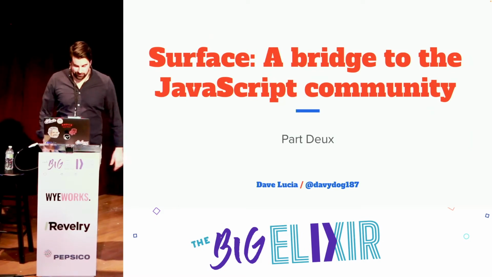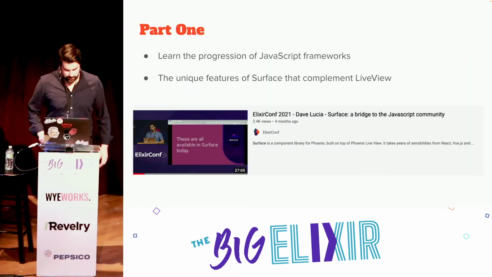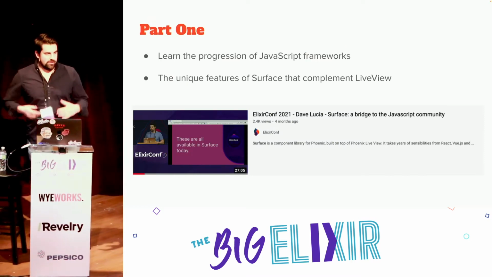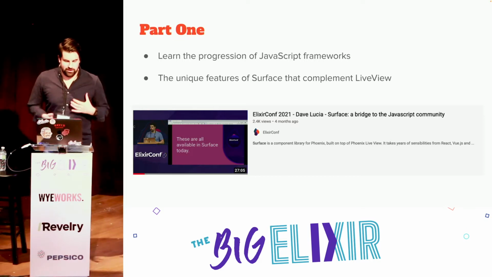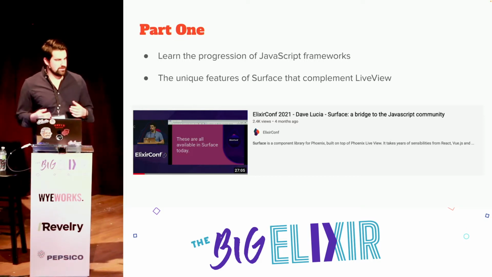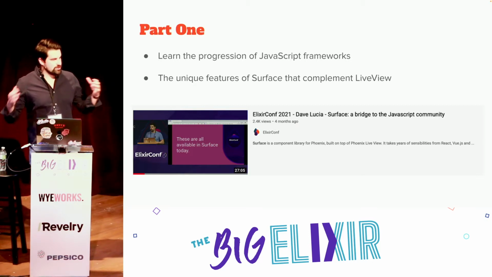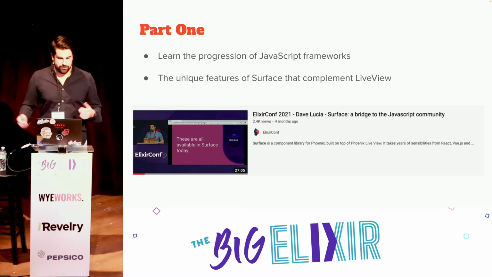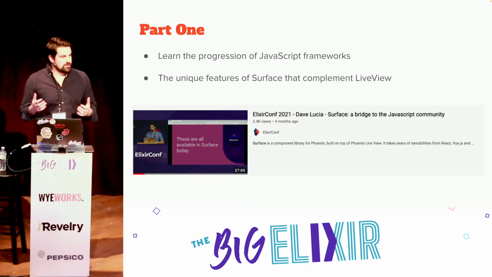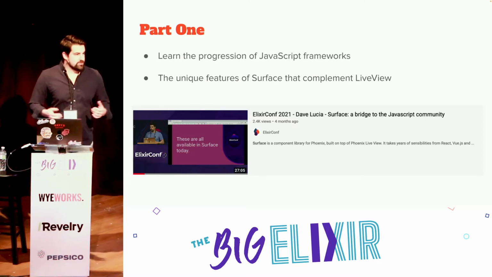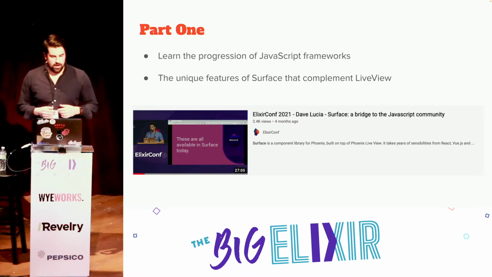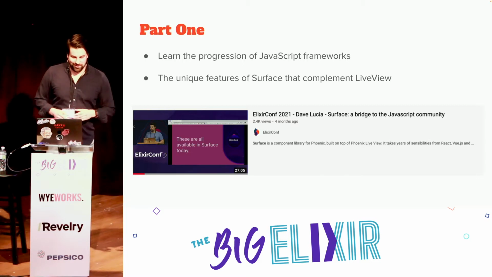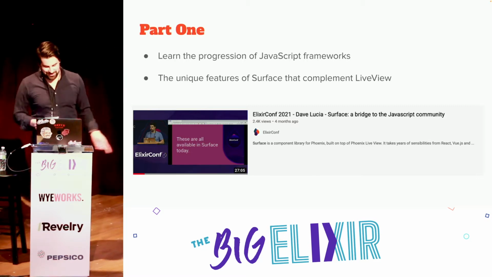Again, my talk is called Surface, a bridge to the JavaScript community. I gave a talk at ElixirConf back in October, where I went through the progression of the last 10 years, really how we've gone from early JavaScript frameworks like Backbone to React and Vue. And I talked about some of the unique features that Surface really learns from. I don't want to talk about that today. I want to do something new and interesting. So if you want to look at that talk, check out my ElixirConf talk.